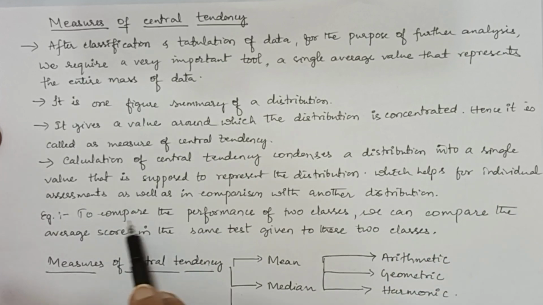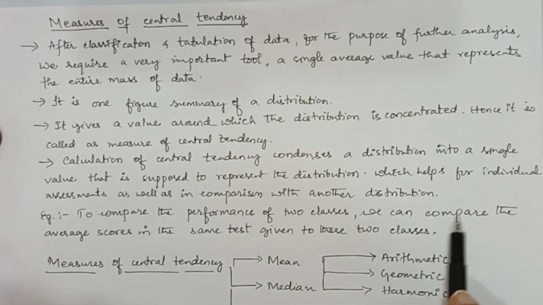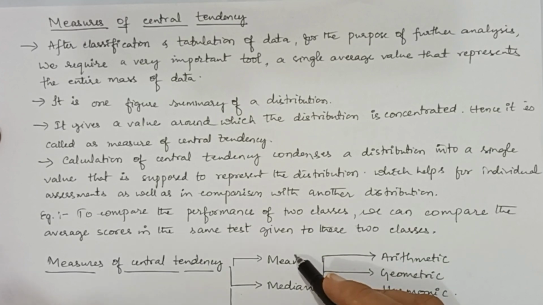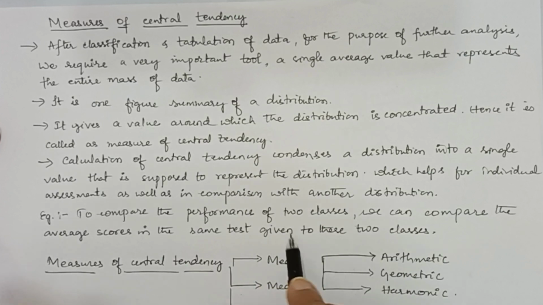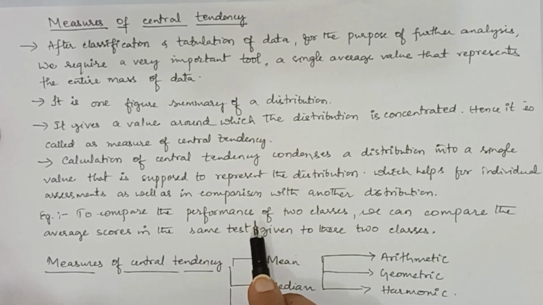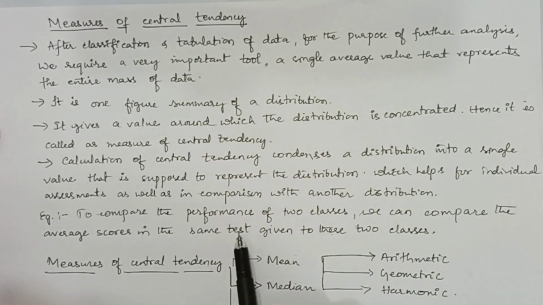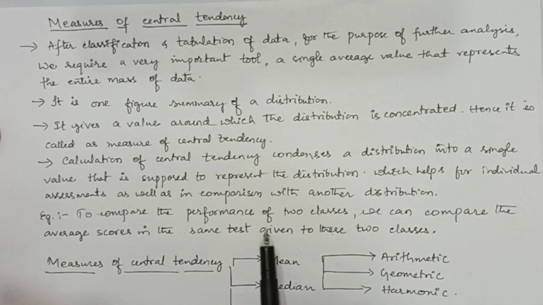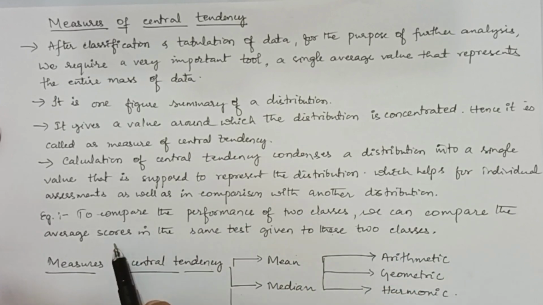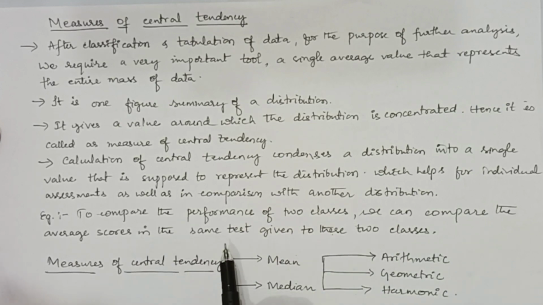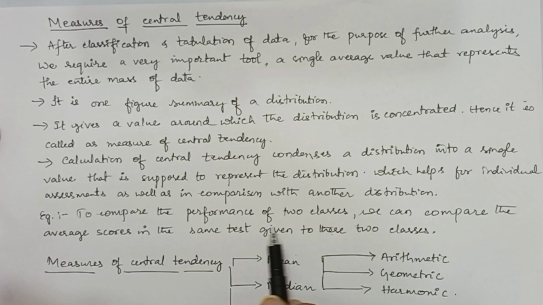For example, to compare the performance of two classes, we can compare the average scores in the same test given to these two classes. The test has different subjects, and each student will obtain different marks in different subjects. So we find out the average of each student, then we find out the average of the entire class. So the center value is the average here. That average will help you to compare the performance of two classes. Based on those two averages, you can get analysis about the given data.